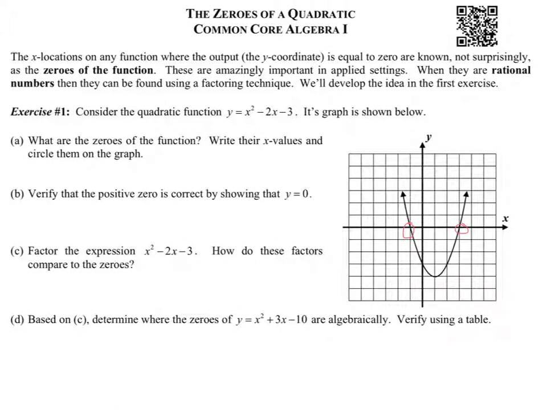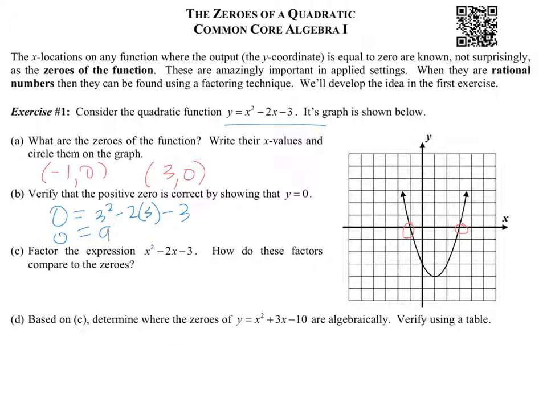So the zeros are actually at (-1, 0) and (3, 0). Verify that the positive 3 is correct by showing that y equals 0. So what we're going to do is plug y equals 0 into this equation up above. So we have 0 equals, and the positive is 3, so 3 squared minus 2 times 3 minus 3. So 3 squared is 9, minus 6 minus 3. 9 minus 6 is 3, 3 minus 3 is 0, so it's true.